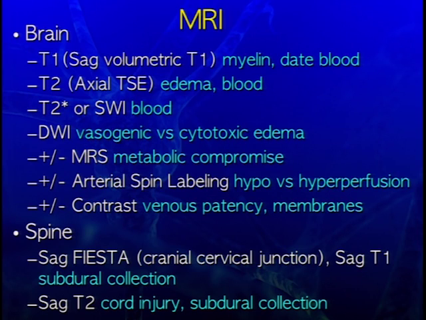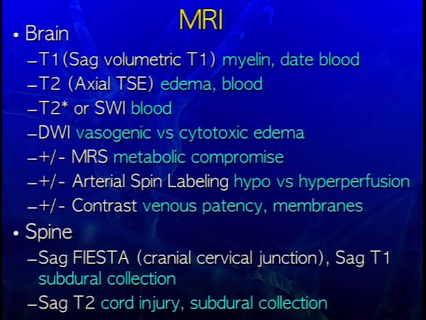And as Michelle mentioned, we'd love to do spine. We do sagittal FIESTA at the cervical junction, and sagittal T1s to look for subdural collections, and then sagittal T2 for cord injury and subdural. And as the recent papers have shown, and Michelle has been showing to us at our center, the more we do in the spine, the more we pick up those subtle subdural collections.